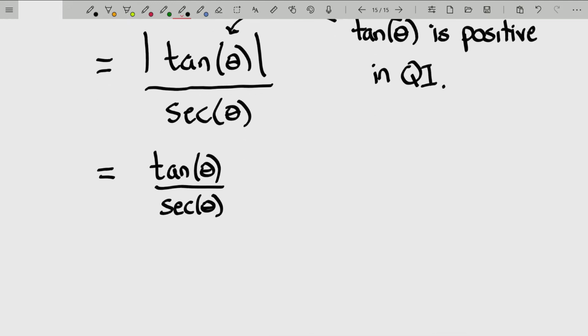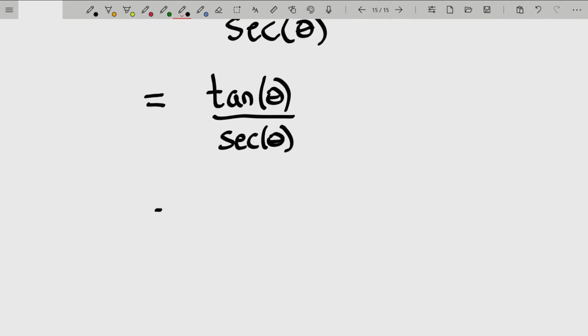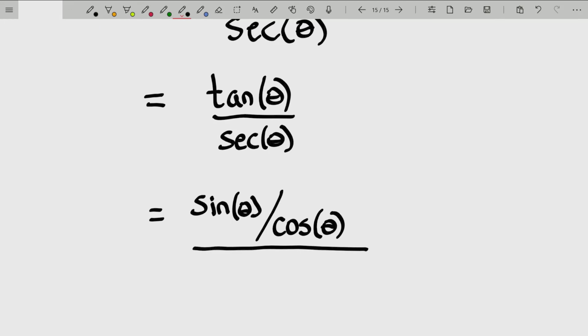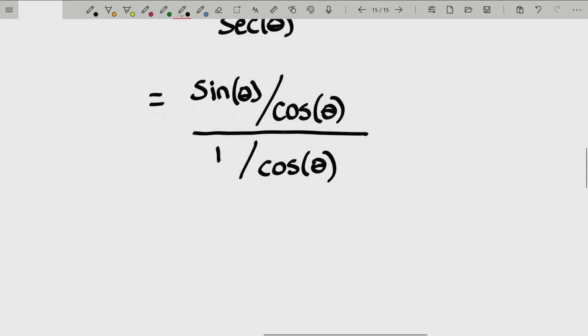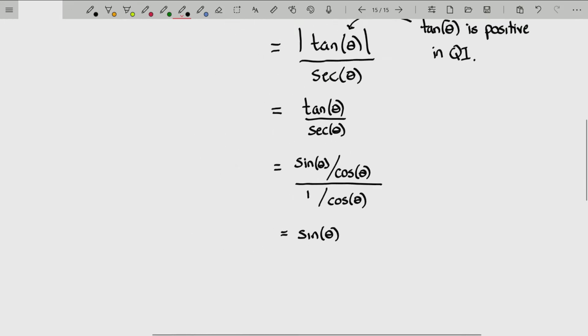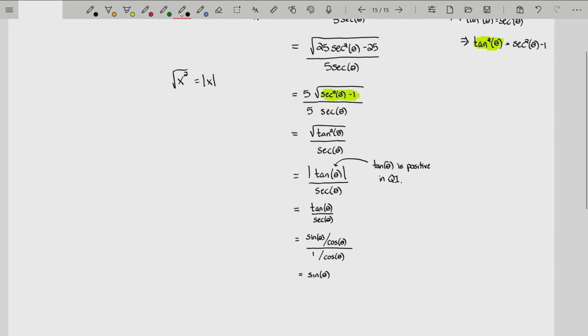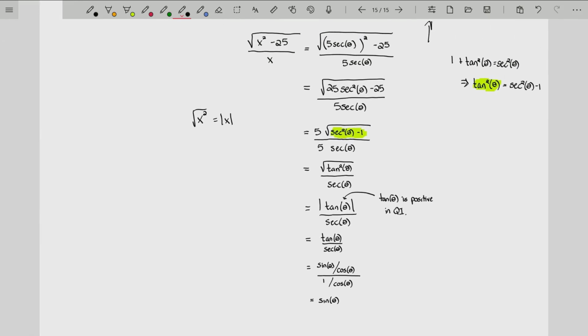And then at this point, I would just rewrite everything in terms of sines and cosines, because it's actually a little bit cleaner. So we'd have sine of theta over cosine of theta. That's the tangent. And the secant is 1 over the cosine of theta. If you multiply numerator and denominator by the cosine, you get sine of theta over 1, or just sine of theta. So we've taken a very complex looking radical and reduced it down to the sine of theta.